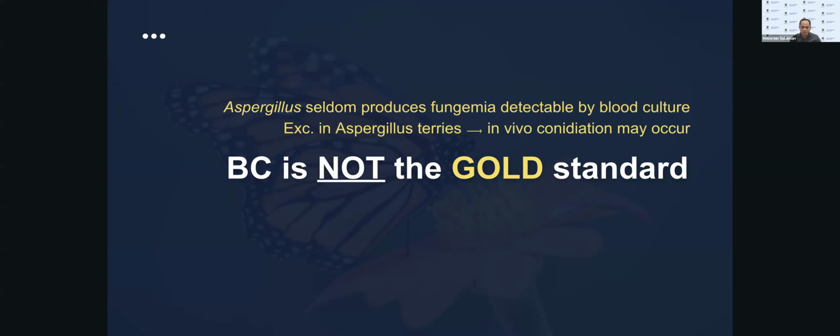So before we move on, I just want to touch on blood culture in Aspergillus. Aspergillus infection seldom produces fungemia that is detectable by blood culture, except in A. terreus, because it can cause in vivo conidiation, meaning spore formation, into the blood culture that may be picked up by the blood bottle and be positive.